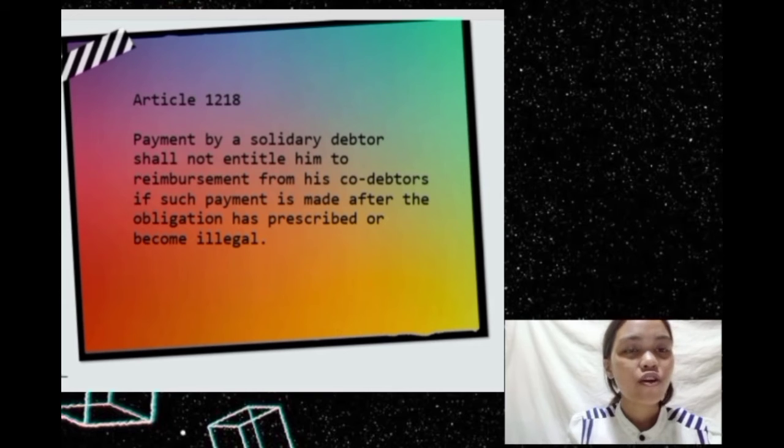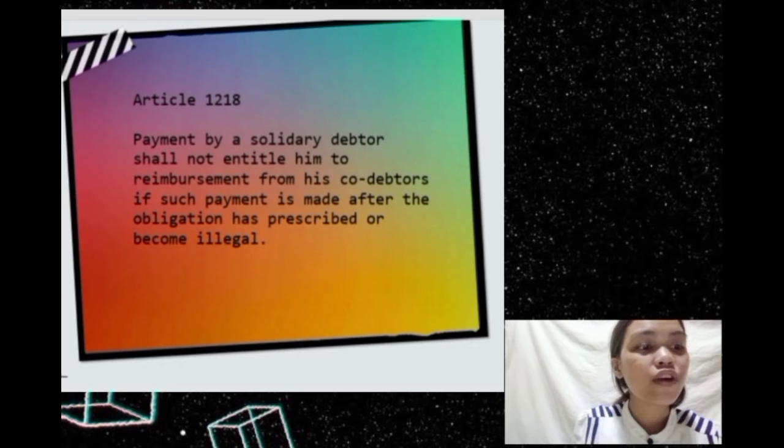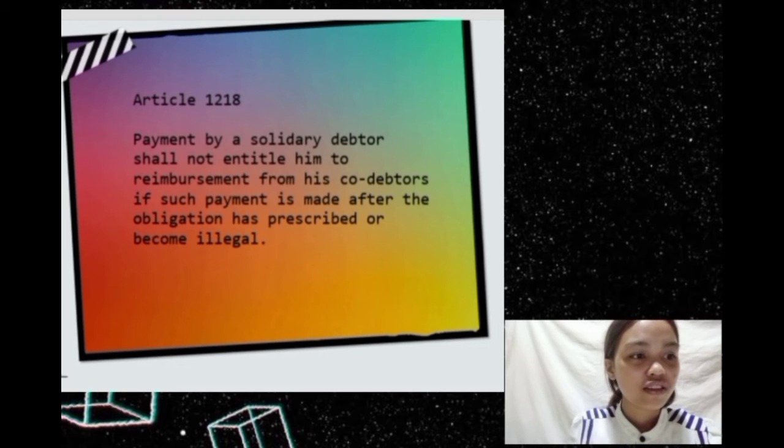In the same way, rights and actions are lost by prescription under Article 1106. So the following actions must be brought within 10 years from the time the right of action accrues. Number 1, upon a written contract. Number 2, upon an obligation created by law. Number 3, upon a judgment.